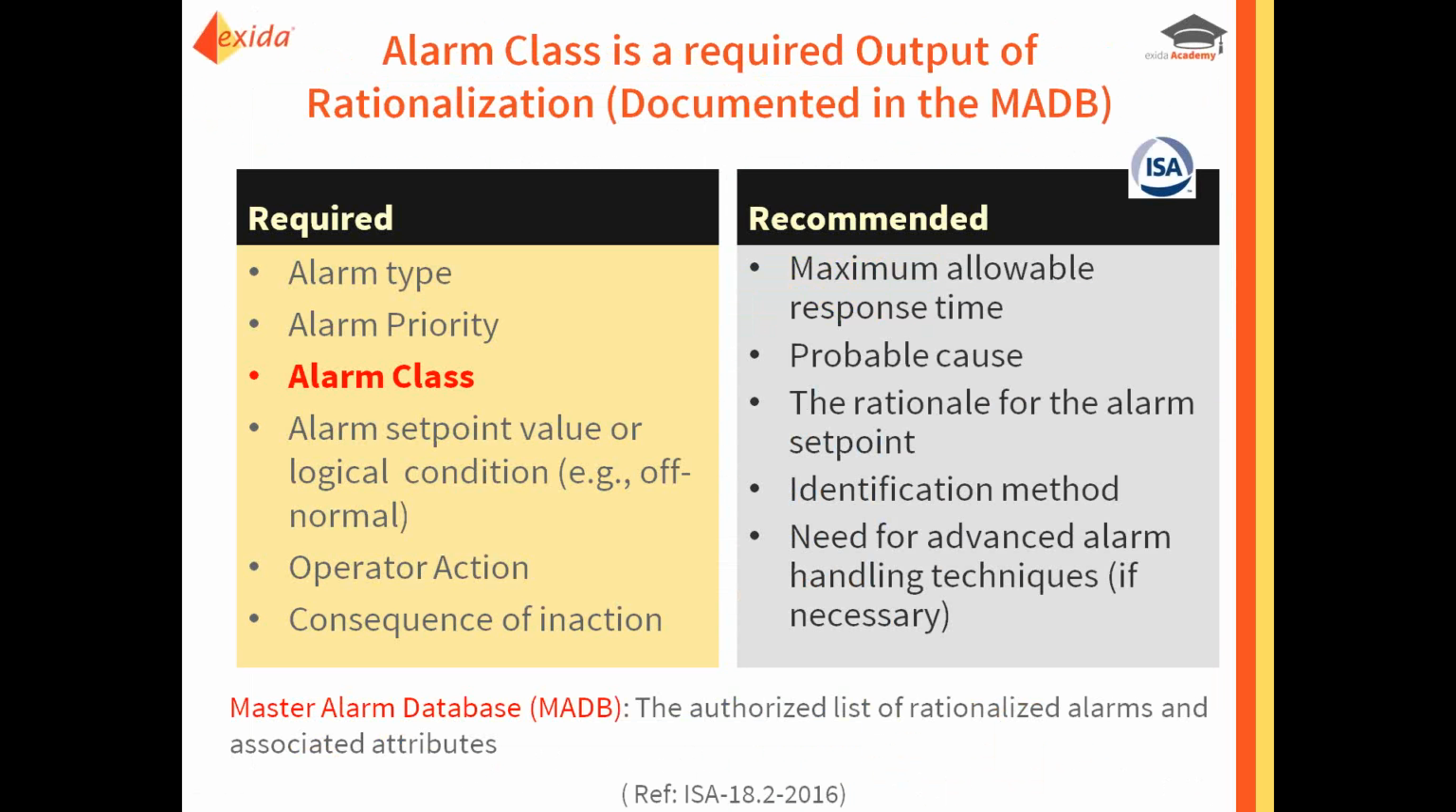Another area where class shows up in the ISA standard is not only is it a part of the rationalization process, but it's a required output of the process. So when you are done with rationalization, if somebody was to ever check or audit you, such as OSHA here in the US, they would look to make sure that for each alarm you have documented its priority, its set point, what the operator action is supposed to be when the alarm occurs, the consequence that we're trying to avoid, and also the alarm class. So that is a required piece of documentation coming out of rationalization.